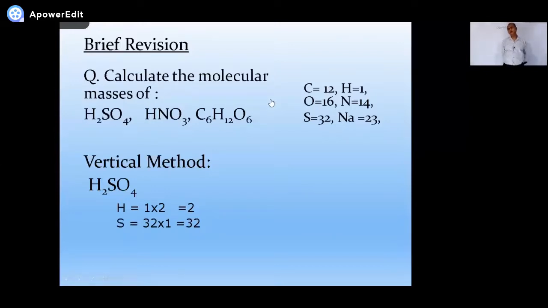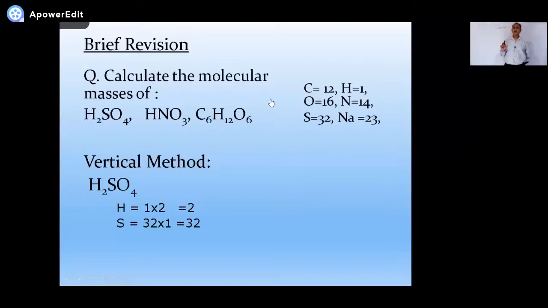How can you find that there is only one sulfur? Because there isn't any subscript. Subscript means the very small number written at the bottom. So there isn't any subscript written there. It means 1 is there. So 32 ones are 32.